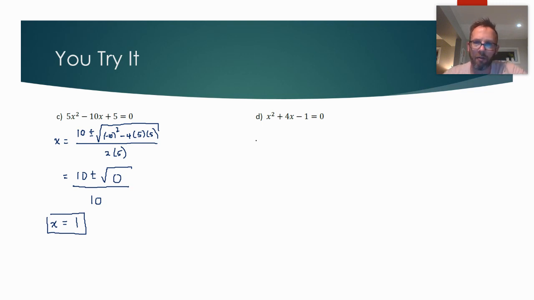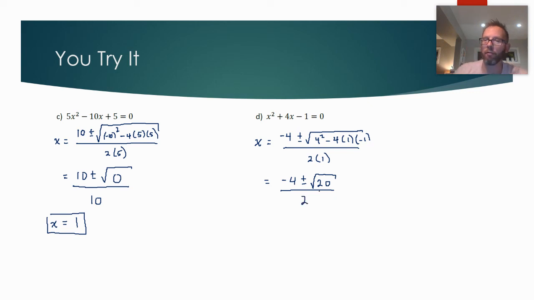All right, what's going to happen in D? Let's check it out. Negative 4 plus or minus the root of, so b squared, so 4 squared, minus 4, a is 1, and c is negative 1, all over 2a, so 2 times 1. So we get negative 4 plus or minus, so that's 16, and then because it's double negative, it'd be 16 plus 4. So inside the radical, we have a radicand of 20. So we get negative 4 plus or minus the root of 20 over 2.